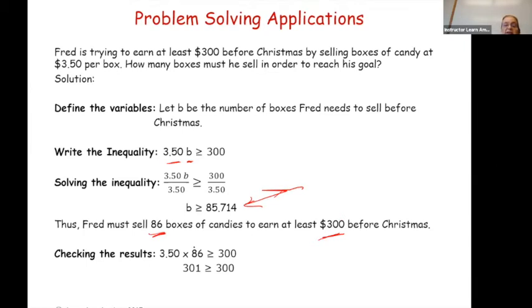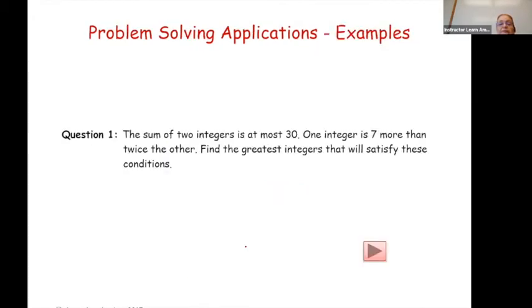And we see, checking the result, that 86 times 3.5 gives us 301, which is greater than the $300. If we were to drop down to 85, you would perform the multiplication, you would see that you do not get revenue that is greater than or equal to the $300, and so you have to go up to the next whole number of boxes. So many of these things just involve thinking about it in common sense terms. Once you get an answer, it's like, does this answer make sense? Let me see if it works out. You can always be challenging yourself to see if what you're getting is reasonable.